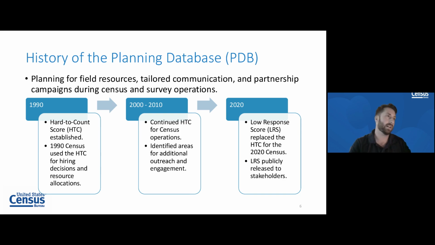And then going into 2020 is when you saw the hard-to-count score be replaced with the low response score, which is much more of a modeled score, which I'll go over what some of the differences are a little later. But there was a transition from hard to count, which are kind of the hard to enumerate areas, to low response. That was used going into the 2020 census. And this is publicly released to stakeholders. So that's a nice thing about this, is that we're not just using it for our own census survey planning. We do release the low response score so that other users can use that metric as well.